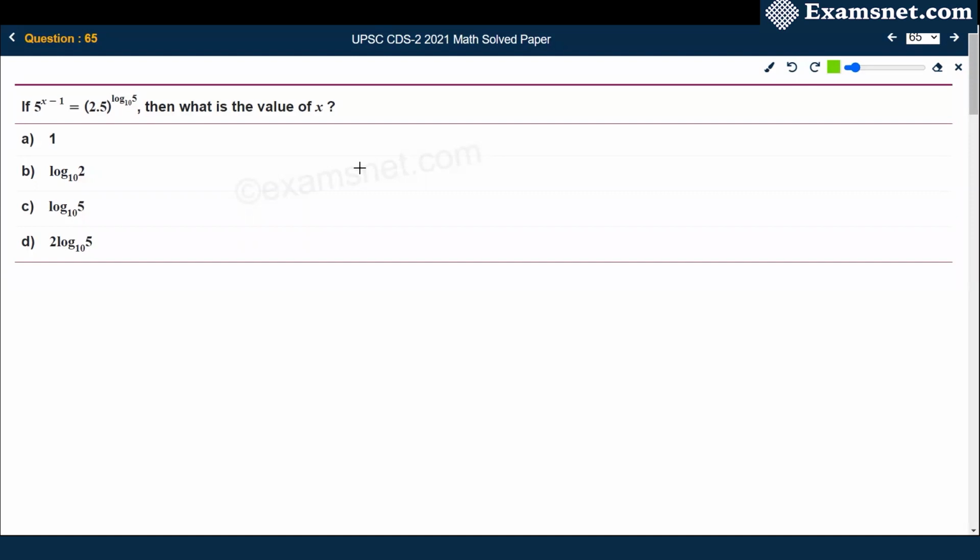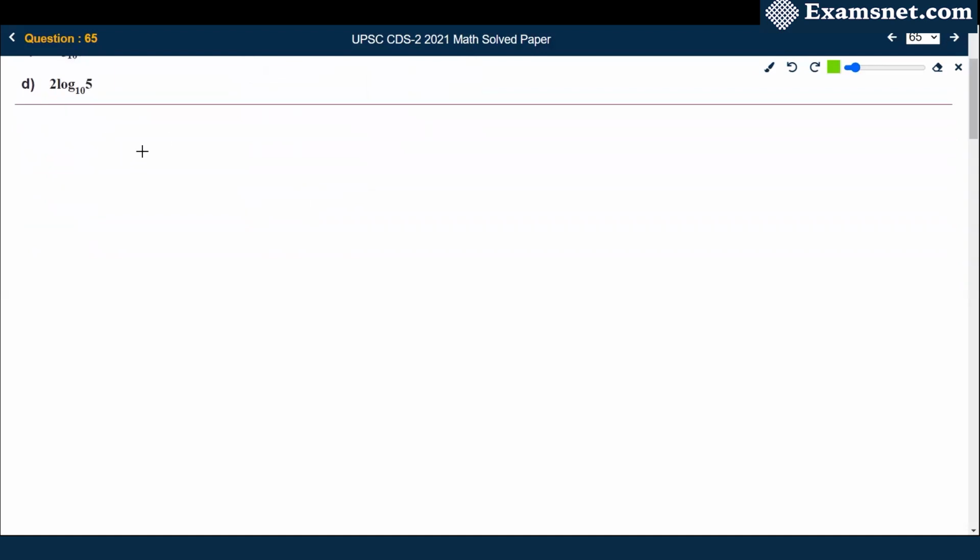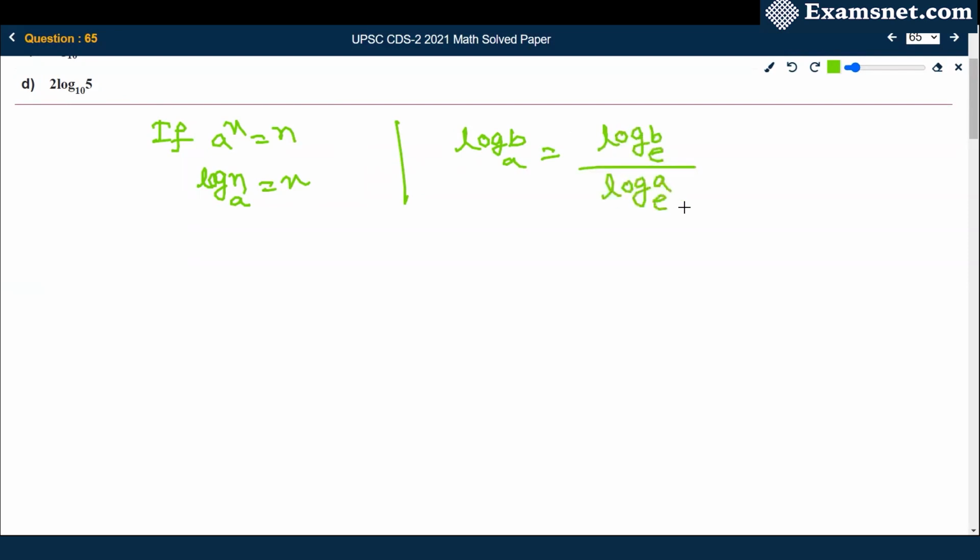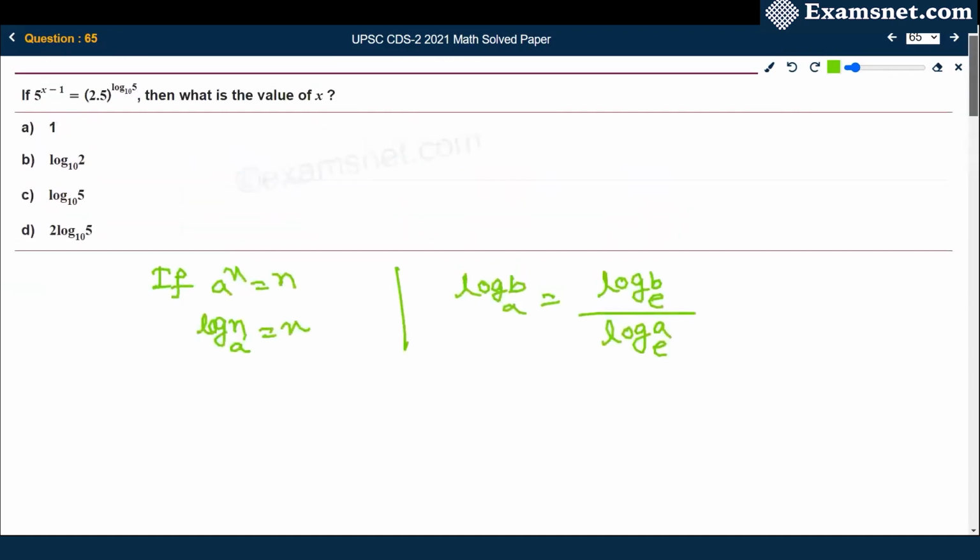In question number 65, it is given that if 5 to the power x minus 1 equals 2.5 to the power log 5 to the base 10, then what is the value of x? So first of all, we know some basic concepts about log. Those are, if a to the power x equals n, then we can write log n to the base a equals x. And one more, log b to the base a can be written as log b to the base e by log a to the base e. These two are basic concepts.